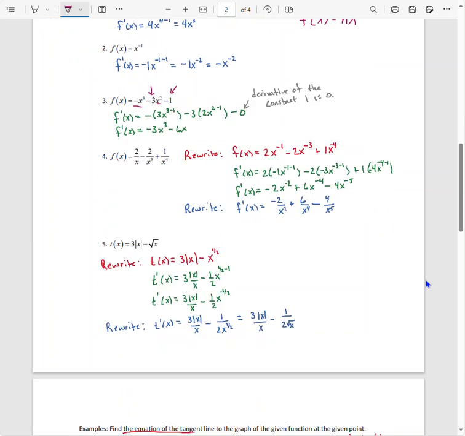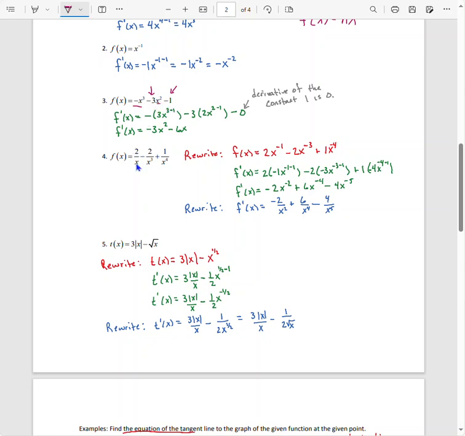I apologize. F of x is 2 over x minus 2 over x cubed plus 1 over x to the 4th. Many times we'll start with a rewrite. All right? Rewrite the function using negative exponents in order to look at it like a power function.